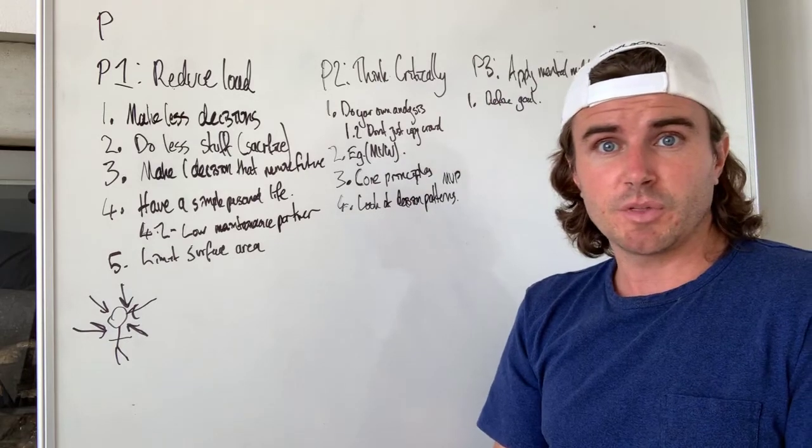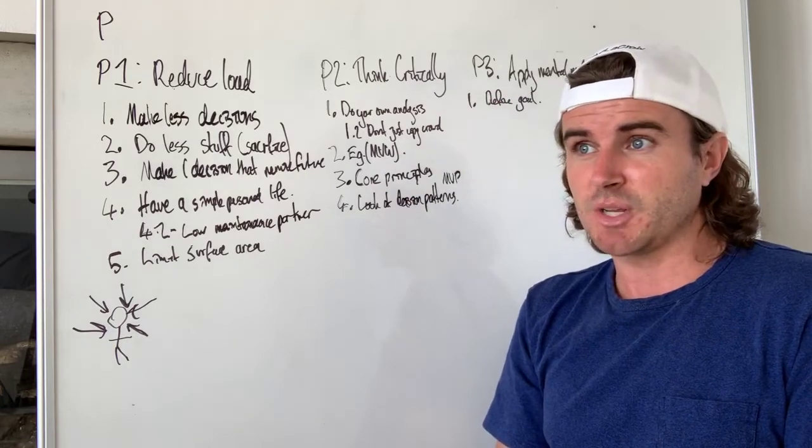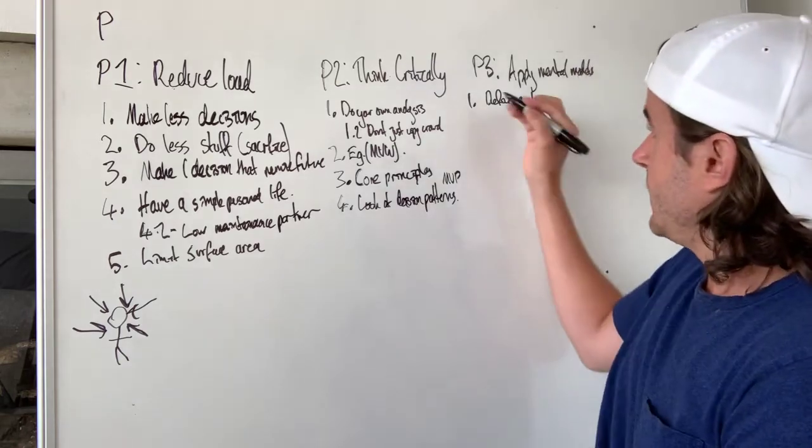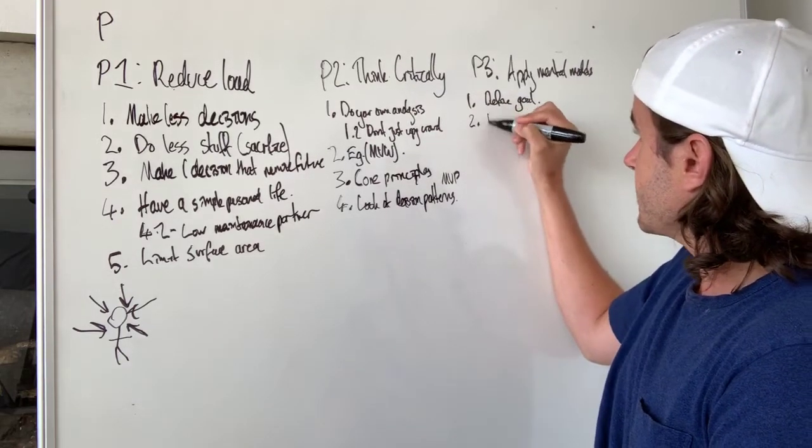It's the only way to know whether you're going in the right direction or not, or actually what you're trying to do. So have a goal. And then the second one is to think long term.